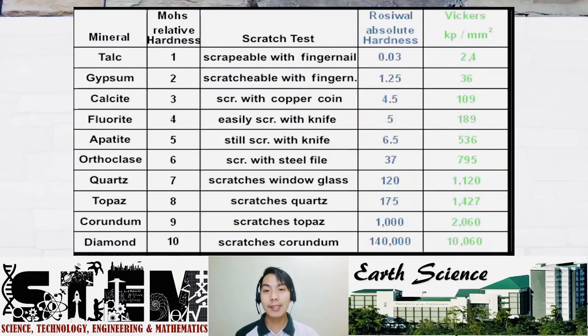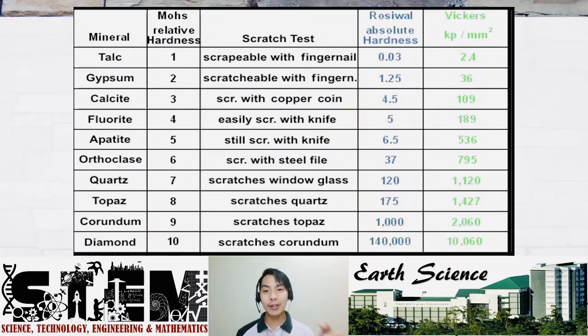Number 5, it's still scraped with a knife, but again it varies on the difficulty of scraping into that mineral. Then for number 6, it's now scrapable by a steel file. Number 8, it now scratches a window glass. All right, so number 7 rather. For number 7, you are now going to scratch the mineral into the glass.